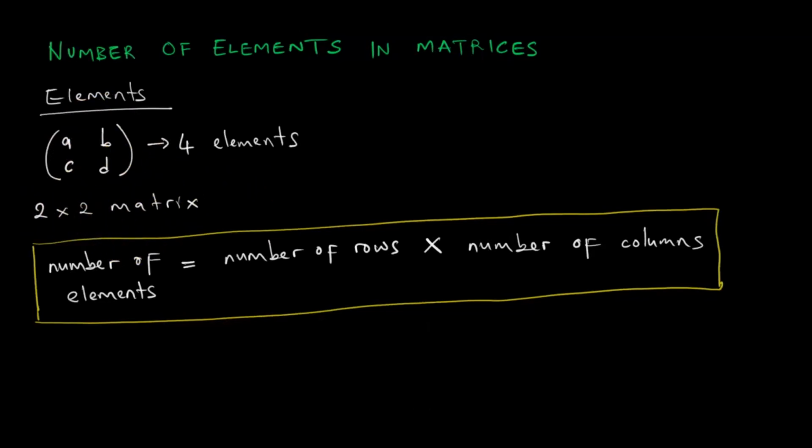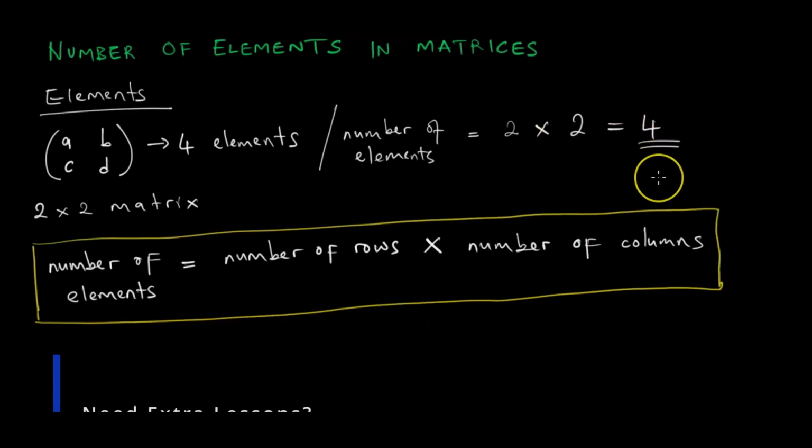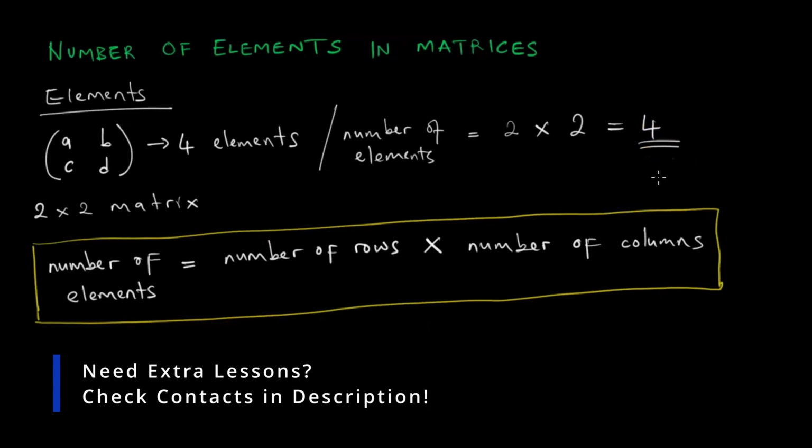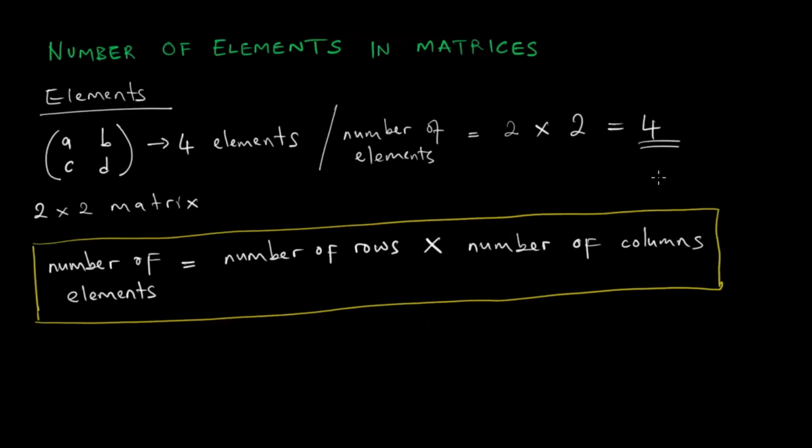Kana tanga tichida kuwana panapa number of elements, taengo yatotishi, how many rows do we have? Tine 2 rows, but times how many columns do we have? We also have 2. 2 times 2 is equal to 4. Correct. For a 2 by 2 matrix, we have 4 elements inside that matrix.